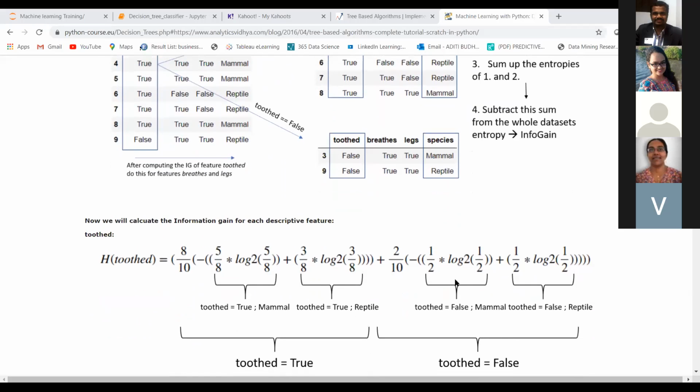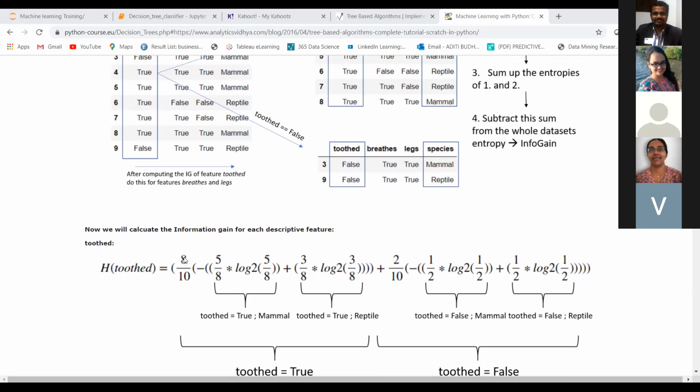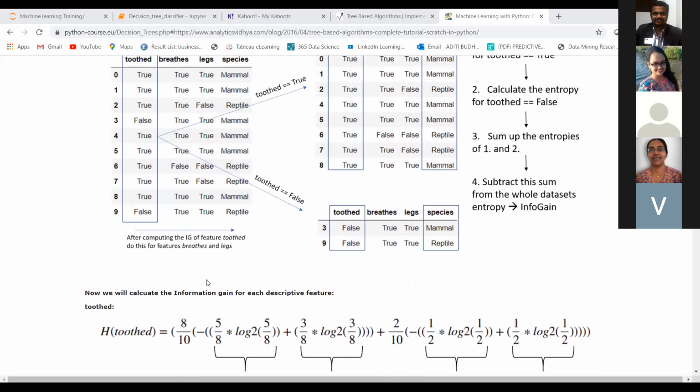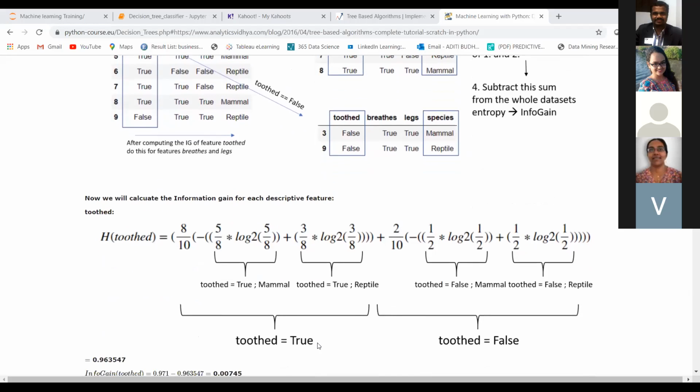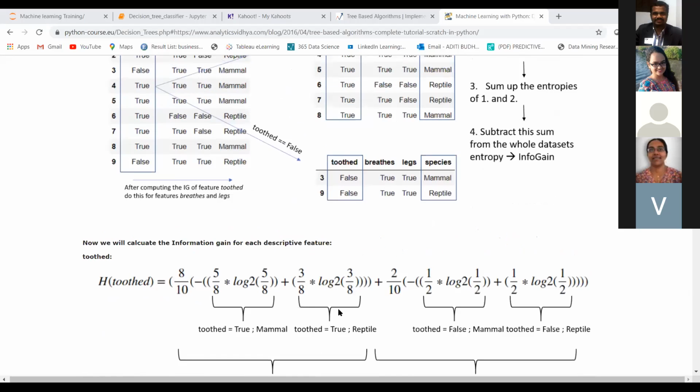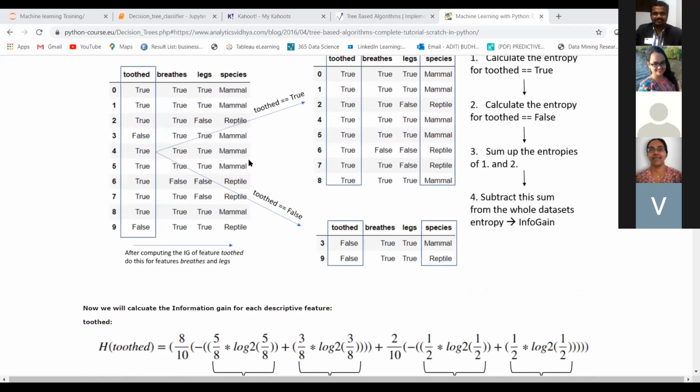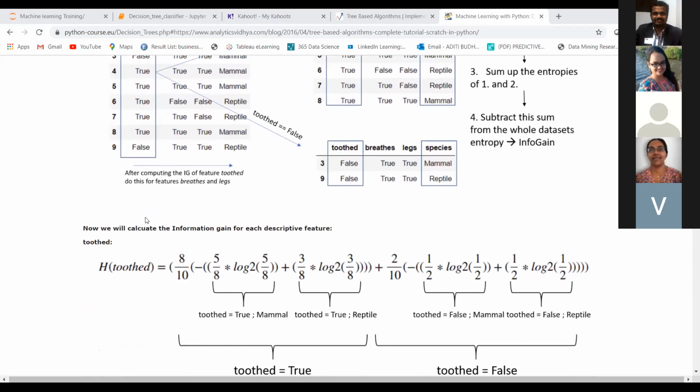So again, we will use the formula: minus 1 by 2 into log of 1 by 2 for the mammals, and for reptile also 1 by 2 into log of 1 by 2. Okay, and then we will take again the weighted average. So for the feature tooth being true, we have 8 animals out of a total of 10 animals, correct? So we have 8 by 10 over here.